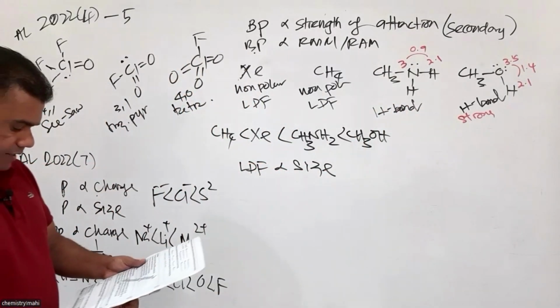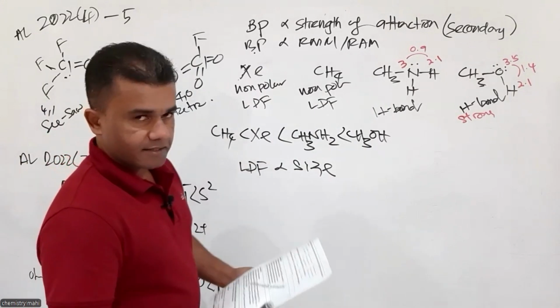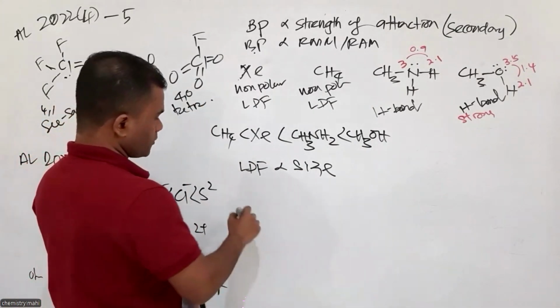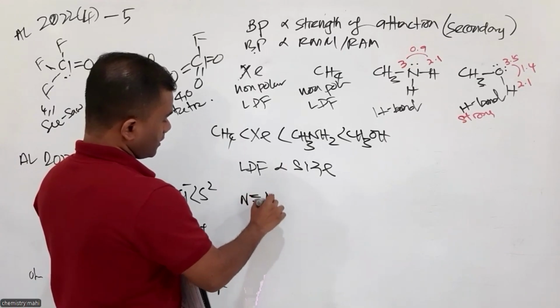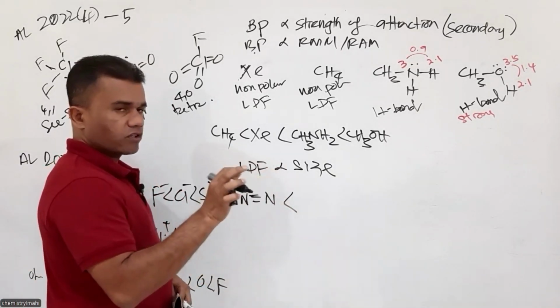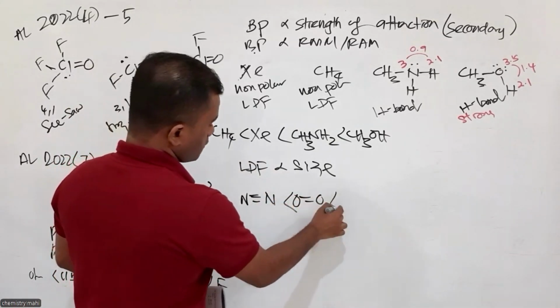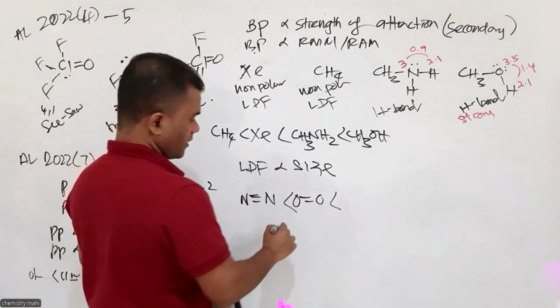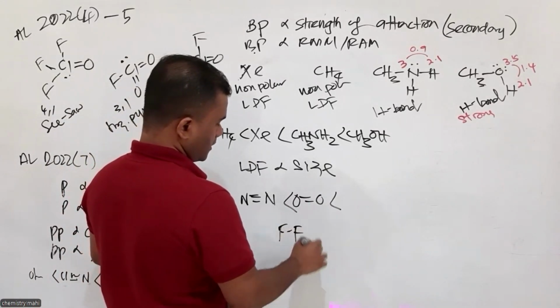Then the last one, if I say the intermolecular bond distance, again the bond length. Then N-N triple bond, O-O double bond. I told you when you compare the bond length, I explained it. Triple means the shortest. Double means the next one. But the other two, fluorine and HF, those are single, F-F and H-F.